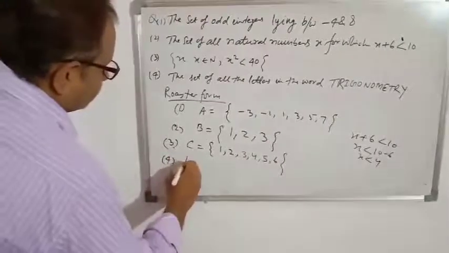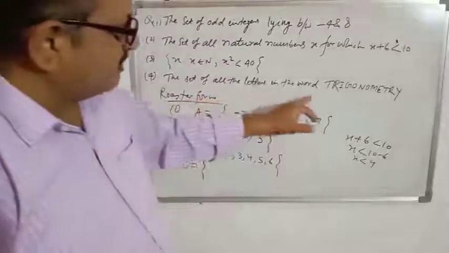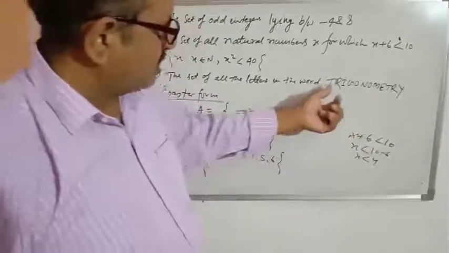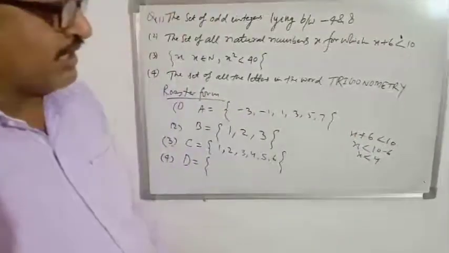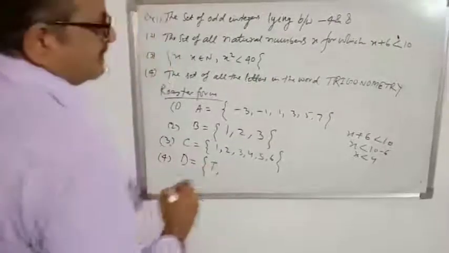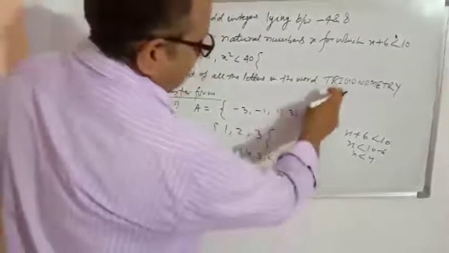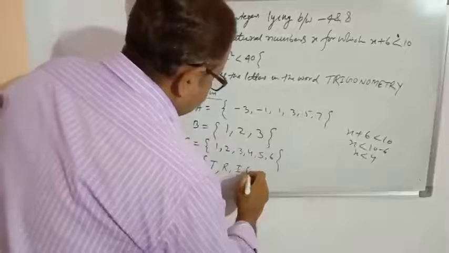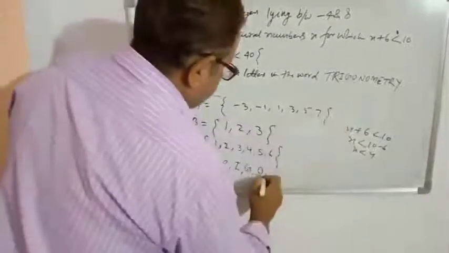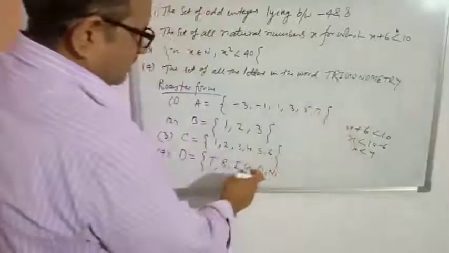Last part, fourth one. Suppose it is the set D. The set of all the letters in the word trigonometry. In this word, we have to list all the letters in the curly bracket separated by comma. So write the first letter T, next R, third one is I, next one G, then O, after that N, again O is coming.